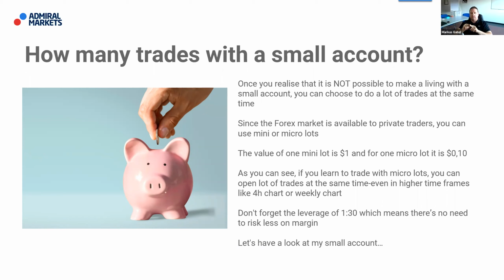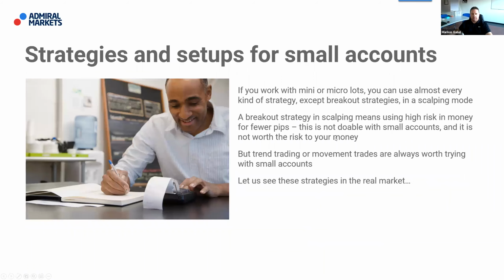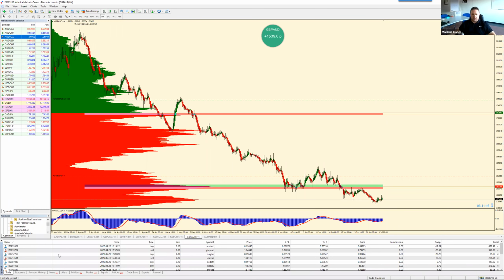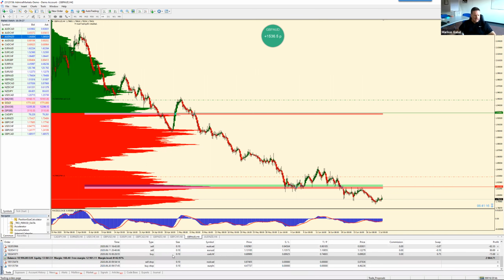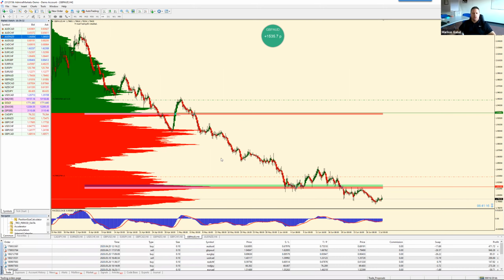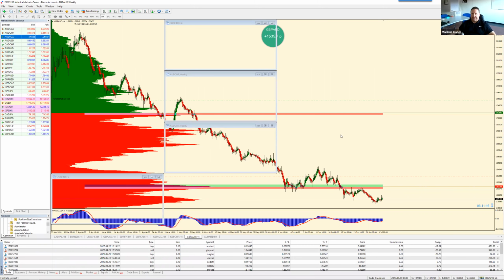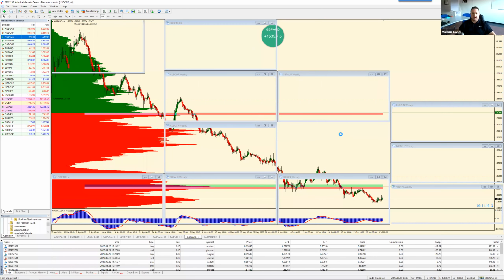So let's have a look at my small accounts. You see, this is a really small account here. Let's see what is on this trade. Here we go. Yes, it's 10,000 euros. It's a small account. So you can see I have this kind of trades open. This is my running trades right now.